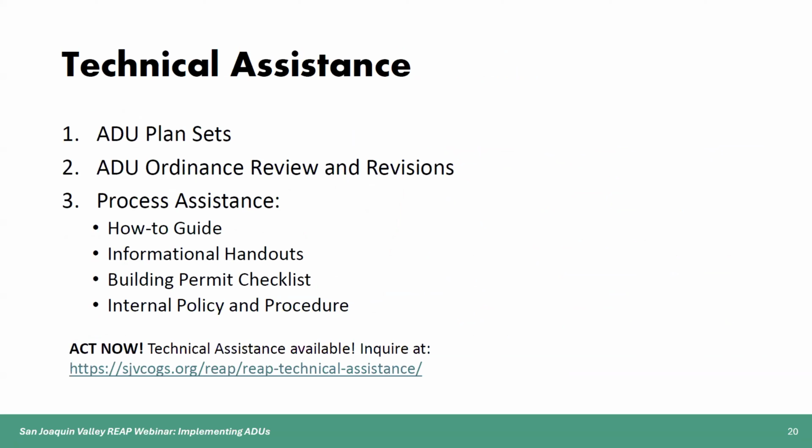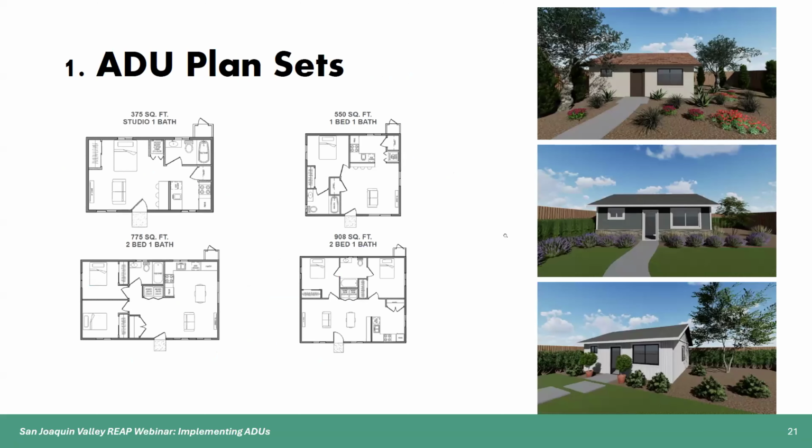So I'll touch on a couple of these things in the next slide. In terms of technical assistance, this is still available. As Jenna posted here, act now. We only have until October, so if you're interested, let us know soon. What's available is ADU plan sets, ADU ordinance review and revisions, and various types of assistance related to ADUs. For example, we have a how-to guide, informational handouts, building permit checklists, and internal policy and procedure documents.